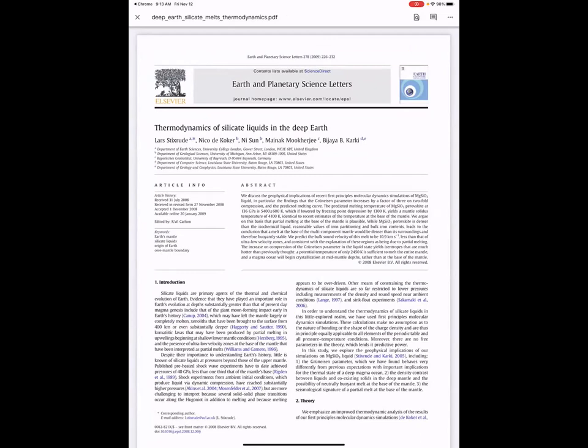We cannot go there, right? Even Elon Musk or all these Richard Branson type people cannot design a rocket that goes to the core of the Earth. It's really hard to get there. So people have to come up with models to explain what's going on. And this is one of those papers. It's an application to geology.